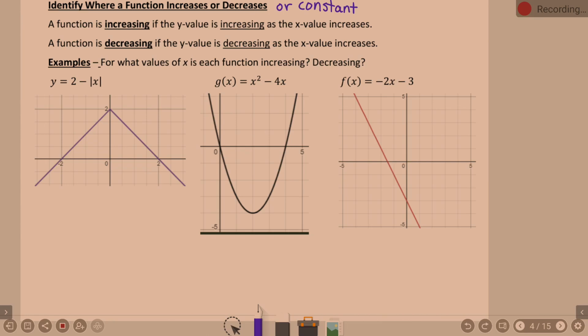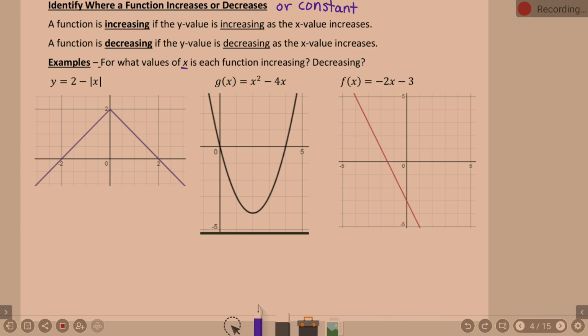Okay, so for what values of x is each function increasing or decreasing? Notice my answers are going to be given in terms of x's. So it's as we read the graph left to right. Okay, so y equals 2 minus absolute value of x. It's an absolute value of x, so it's a v graph. It's an upside down v. And it's raised up 2. All because of the stuff going on there.